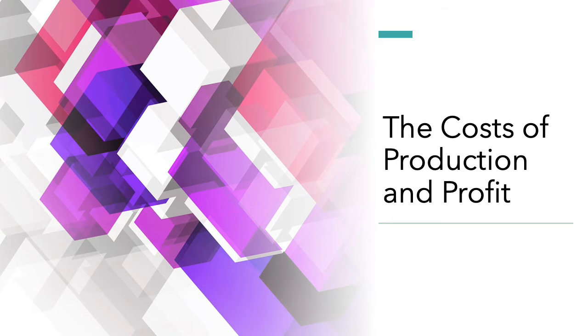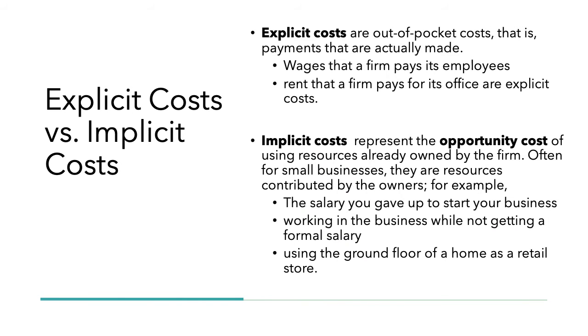The costs of production and profits. Let's start with a few definitions. So in economics, we have to define the difference between explicit costs and implicit costs from accounting when we're talking about profits and revenues and costs. Explicit costs are out-of-pocket costs, that is, payments that are actually made. Things like wages that firms pay to its employees, rent that a firm pays for its office are explicit costs.